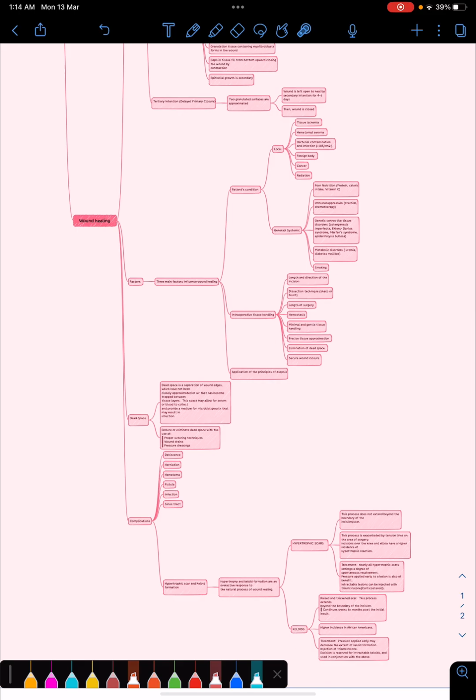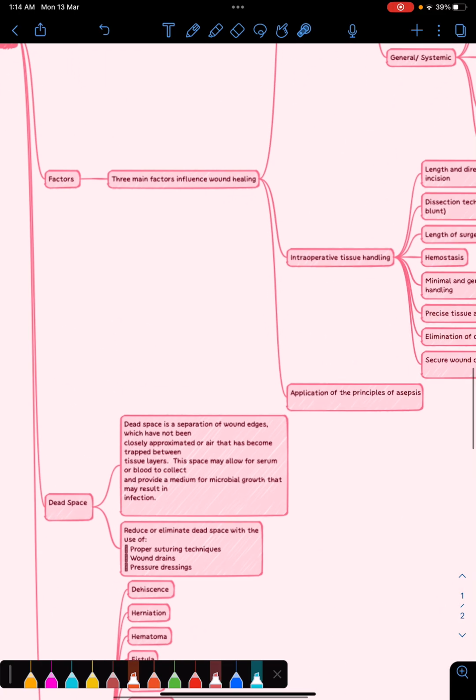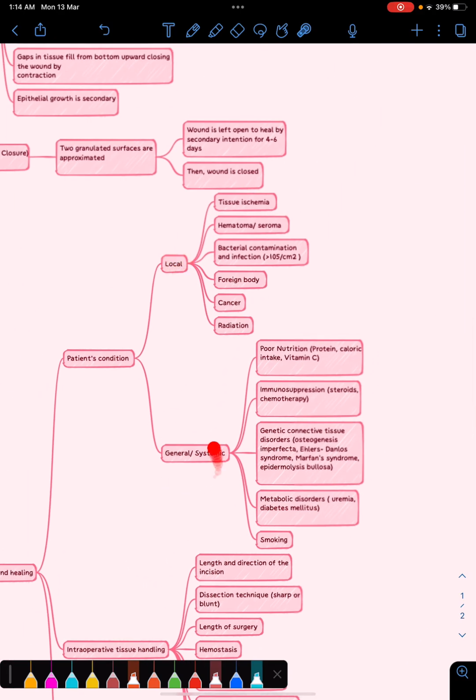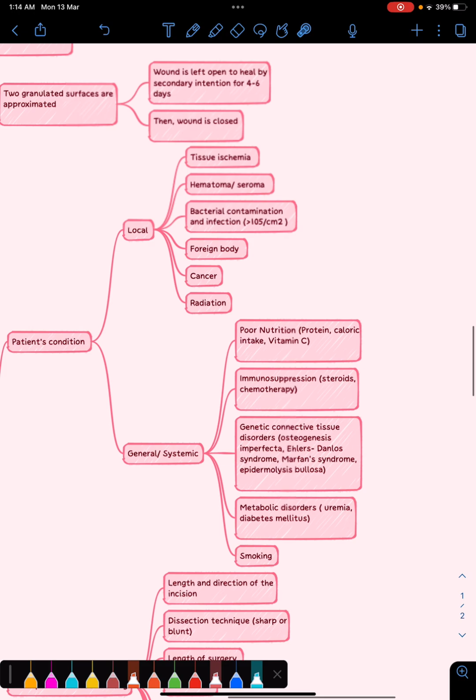Okay, what about the factors of wound healing? Three main factors influence wound healing: the patient's condition, local or general (systemic). First, local tissue ischemia. Once there's tissue ischemia, the wound is going to be delayed, not as fast to heal.